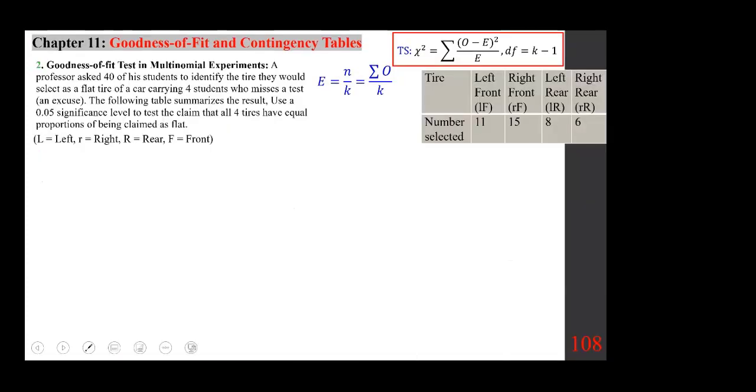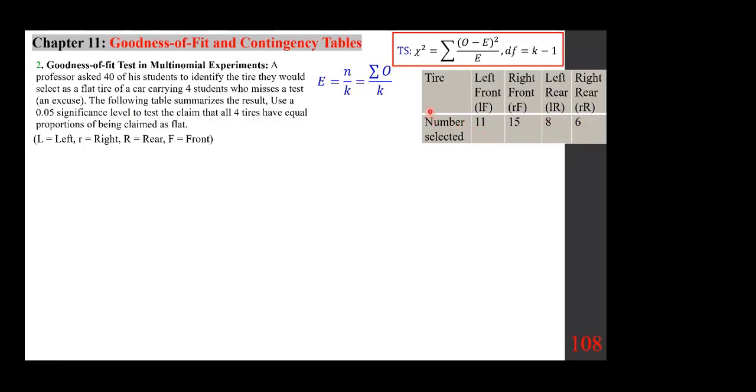Let's quickly do another example similar to that. A professor asked 40 of his students to identify the tire they would select as a flat one, carrying 4 students, as this is a test. The following table summarizes the result. Use a 0.05 significance level to test the claim that all 4 tires have equal proportions of being claimed as flat. Now, this is the observed value.